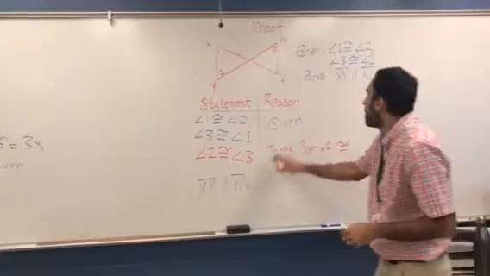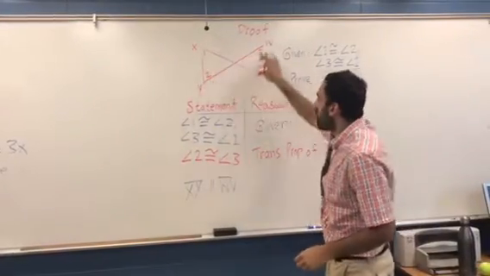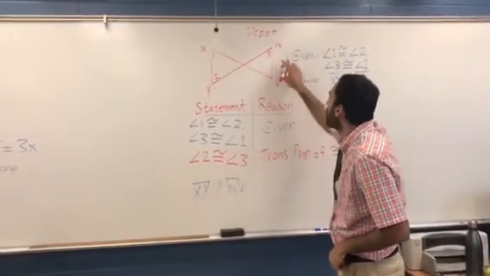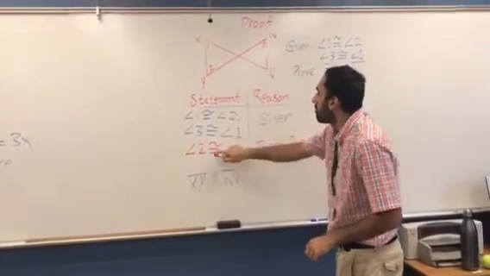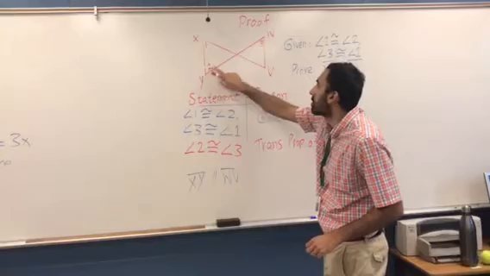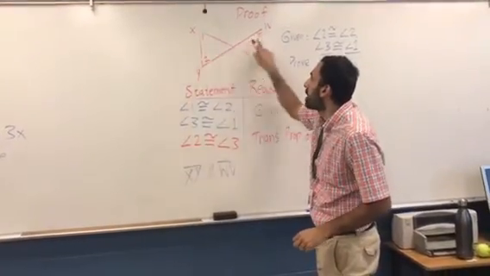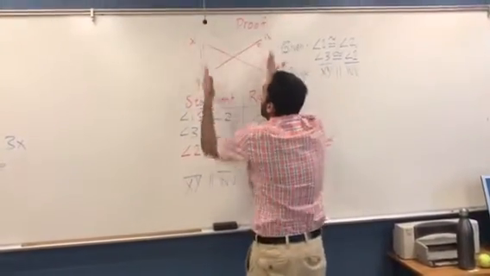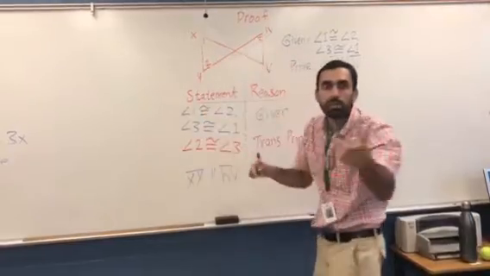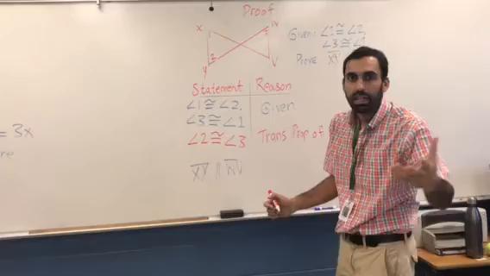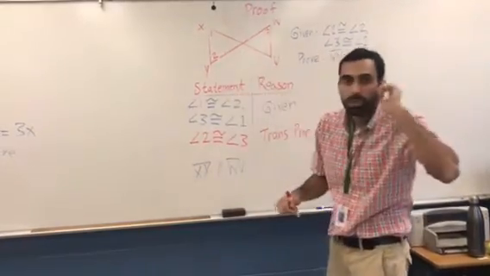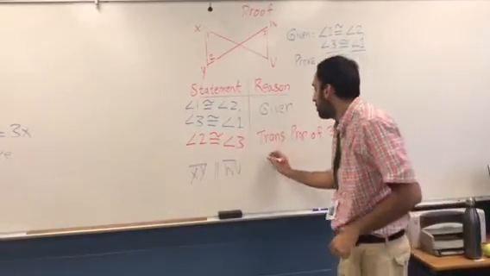Now, the last statement is segment XY is parallel to WV. And why would that be true? Well, we have proven that these two angles are congruent. So remember, what kind of angles are they? These are two parallel lines, and these are congruent angles. So what kind of angles are they? Yep, alternate interior angles.